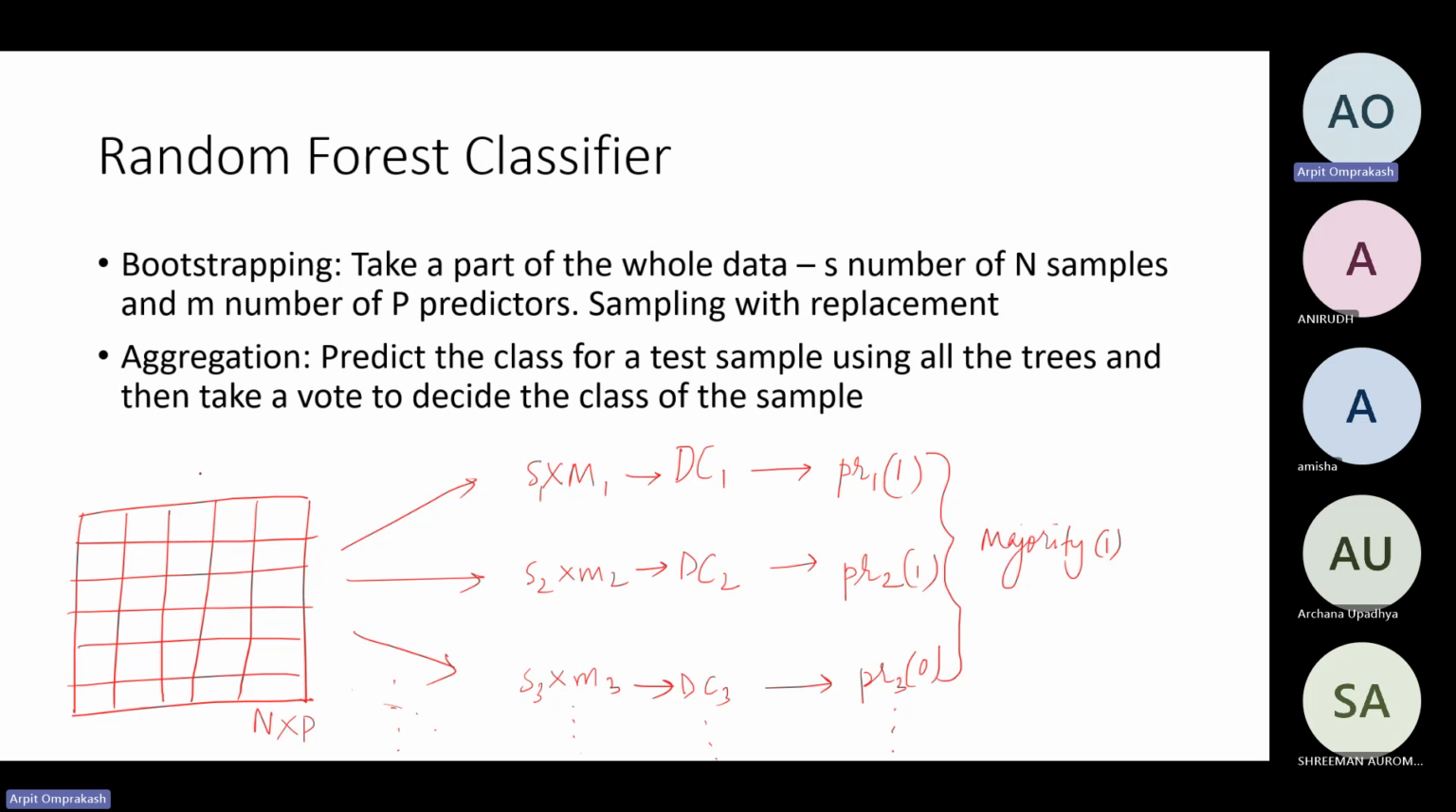So bootstrapping is, for example, let's say on the left-hand side here I have drawn a data set of N into P. So capital N number of data points, and capital P number of predictors or features for your data. In bootstrapping, you take various subsections of this data matrix. So you get S1 into M1, where S1 is a subset, S number of samples instead of N number of samples, and M1 is M1 number of predictors instead of P predictors. So we take some of the samples and some of the predictors.